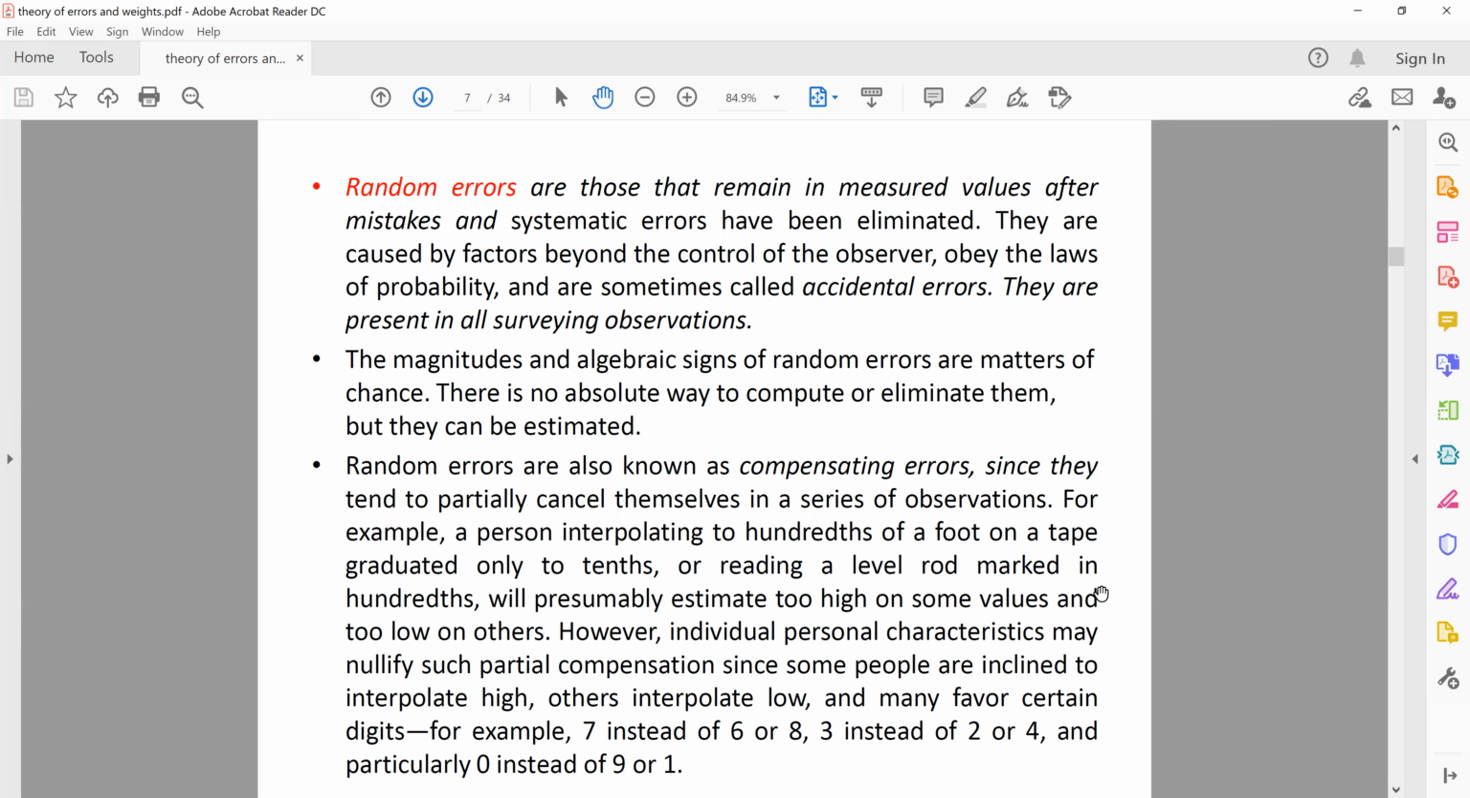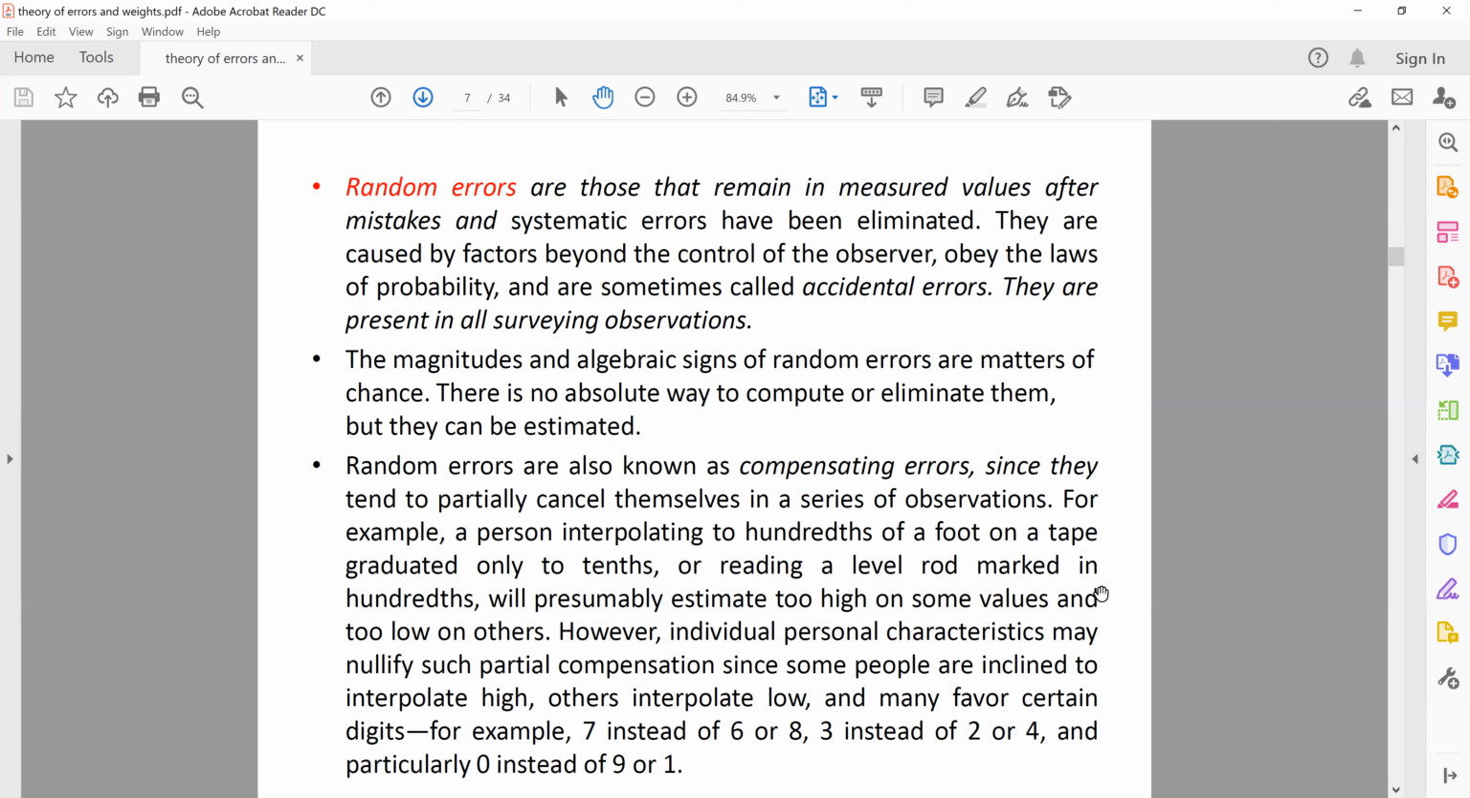But then we have random errors. So these are the errors that we are going to talk about for the rest of this topic, because there is no cure for these errors except for applying the theory of probability. That is, what is the probability of this sort of error occurring? It will always be there, but depending on the magnitude, what is the probability of occurrence? So random errors are those that remain in measured values after mistakes and systematic errors have been eliminated. So once those errors are eliminated, the remaining error is called random error.